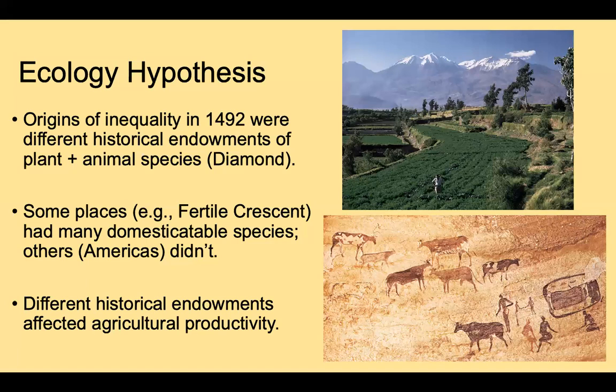And according to Diamond, these different endowments shaped productivity in writing systems. And it was this process that is at the root of development outcomes. This is the ecology hypothesis. This is obviously different than the climate hypothesis, but it still emphasizes differences in geographical features and uses those to explain differences in development.